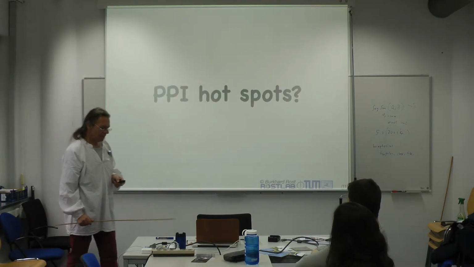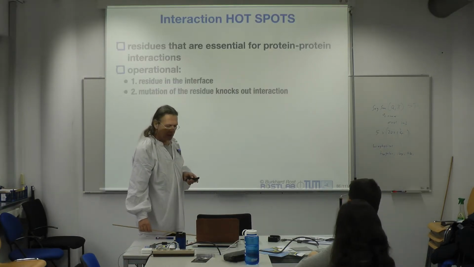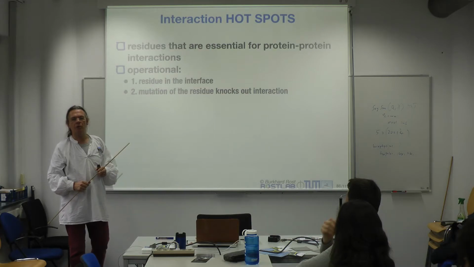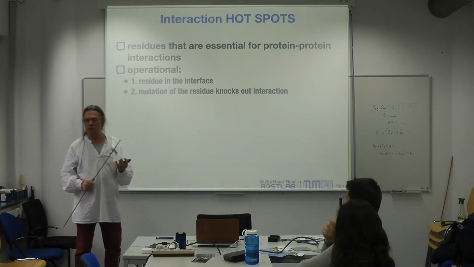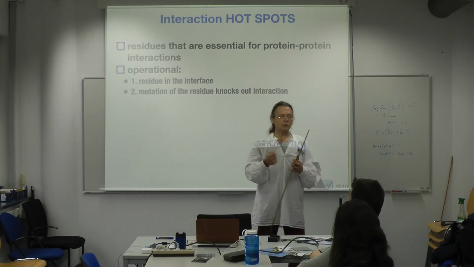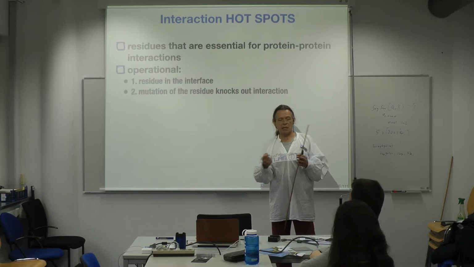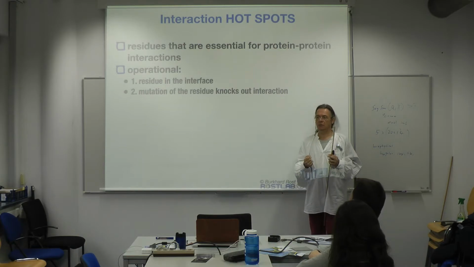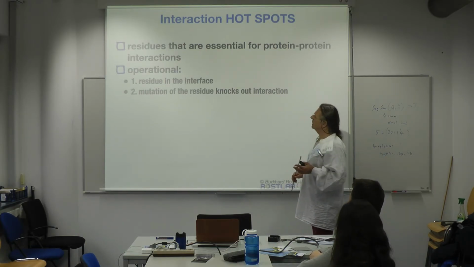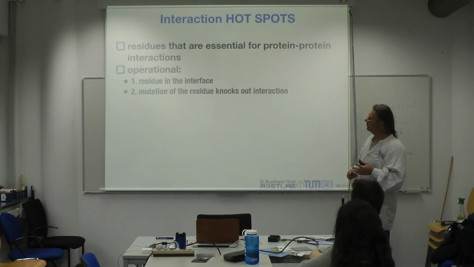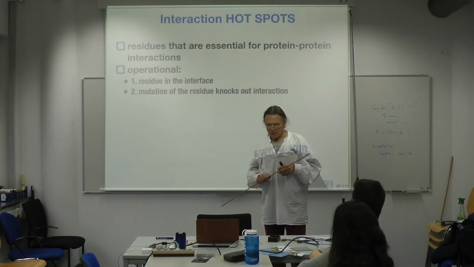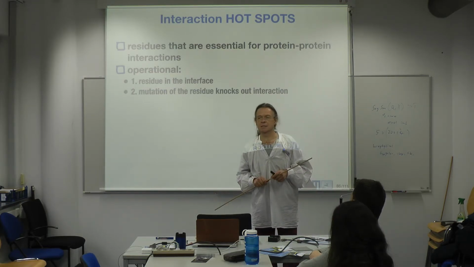Now hotspots, essentially the idea here is we have residues that are essential for protein-protein interactions, and they are called hotspots. So essential means, for instance, I knock out one of these hotspots and the binding changes a lot. Okay? So the problem is that some people argue hotspots don't exist.